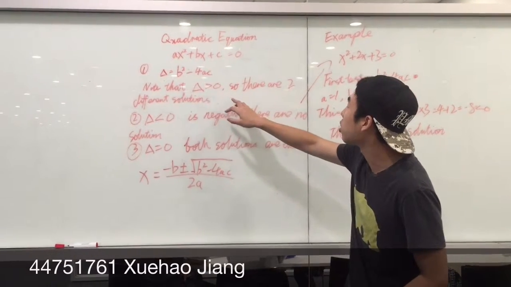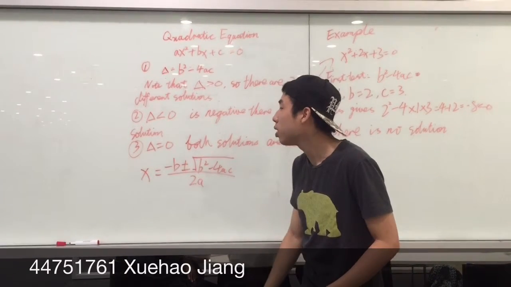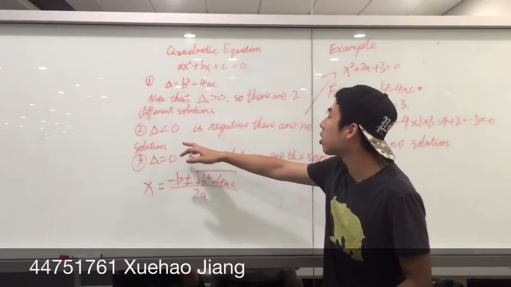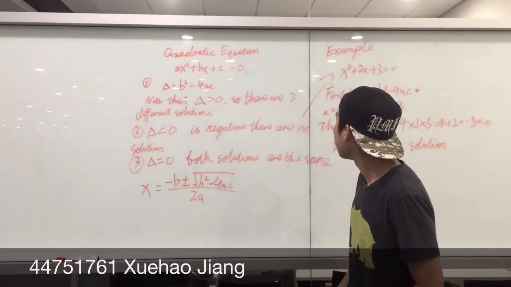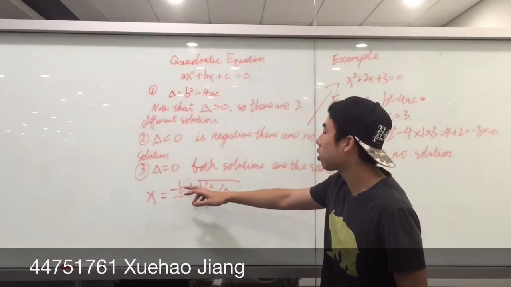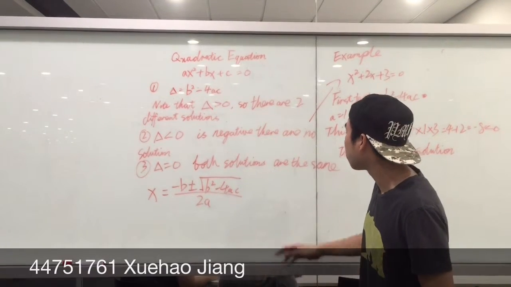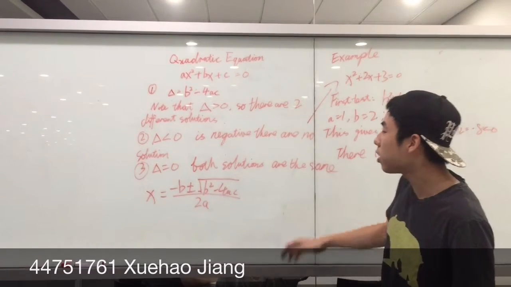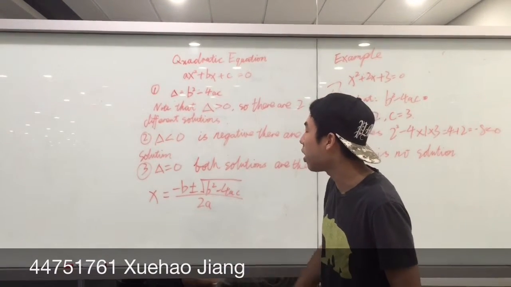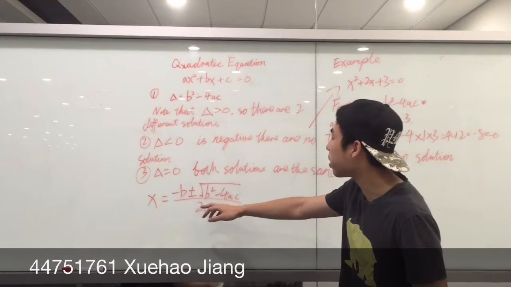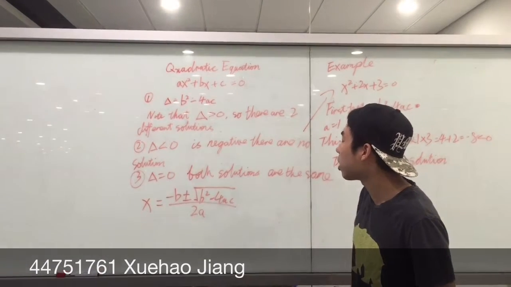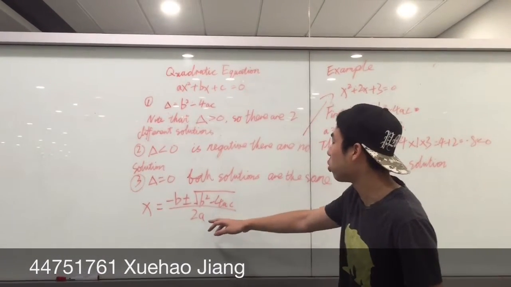if the discriminant is bigger than 0, there are two different solutions. If the discriminant is smaller than 0, it is negative and there are no solutions. Then if the discriminant is equal to 0, both solutions are the same. So here's the result: x equal to negative b plus or minus the square root of b squared minus 4ac, divided by 2a.